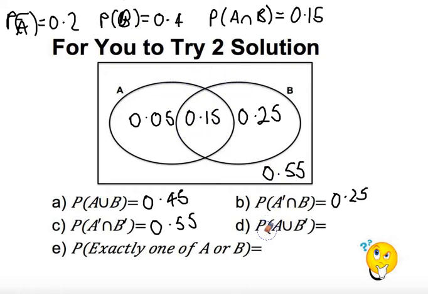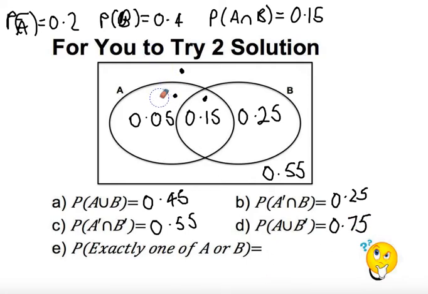Okay, and then finally probability of A union B complement. So we're talking about the region inside of A. B complement is the region outside of B, so outside and outside. So we're talking about the three regions, 0.15, 0.05, which is 0.2, plus the 0.55, which gives me 0.75.